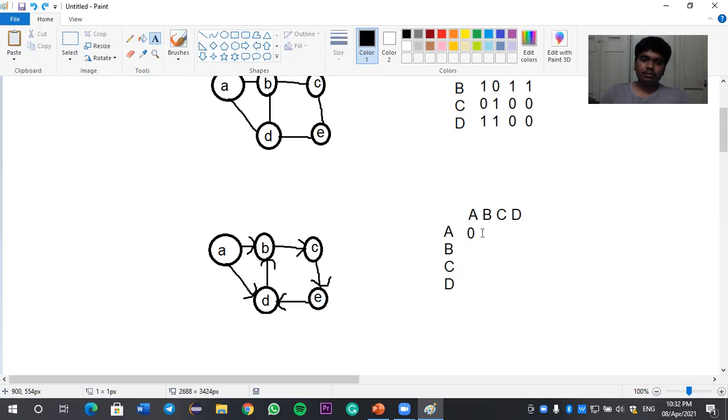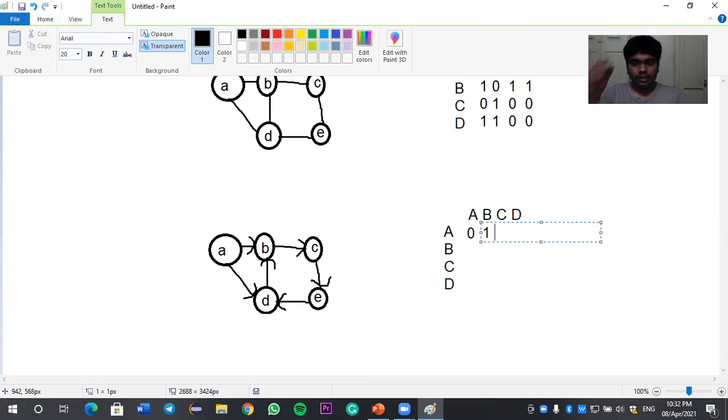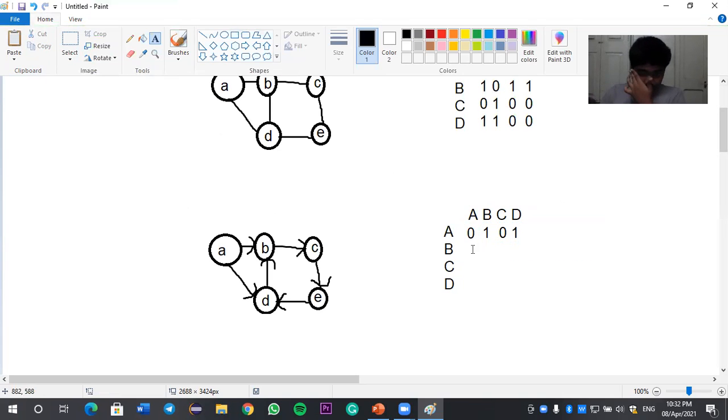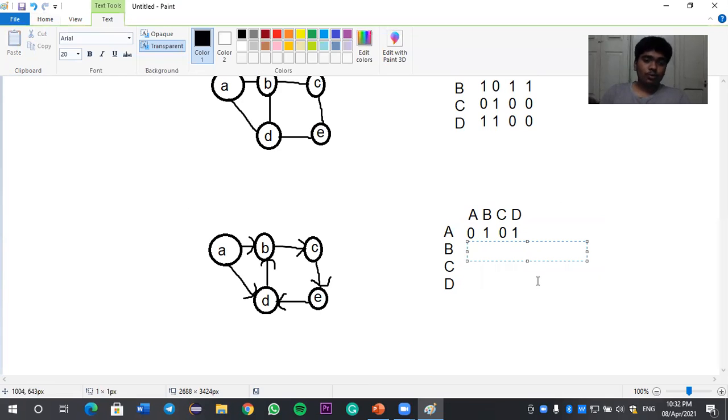So we are going to write 1 here. And then A to C we are going to write 0. And then A to D we are going to write 1, as we can see there is only a unidirectional edge. And now we are going to write for B. So B, we can travel to C only. So B to A is not possible, 0, as we can see only one direction from A to B.